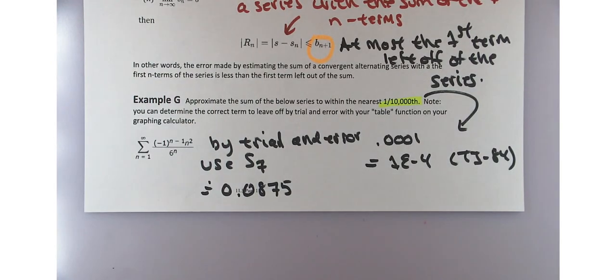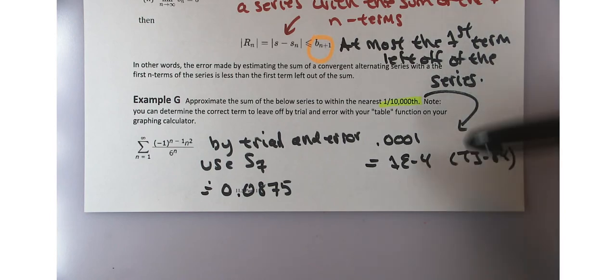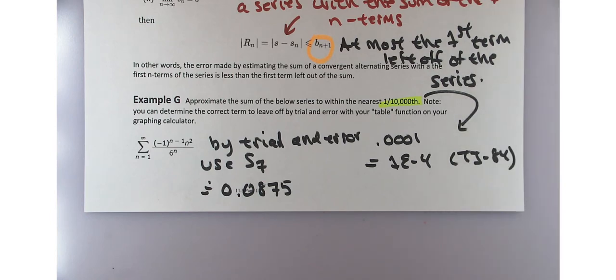Comments or questions on any of that stuff in G? Was the calculator trick a good one? Got thumbs up? Oh, even thumbs up from Kaiser. All right, that's a mark of success there. Good deal. All right.